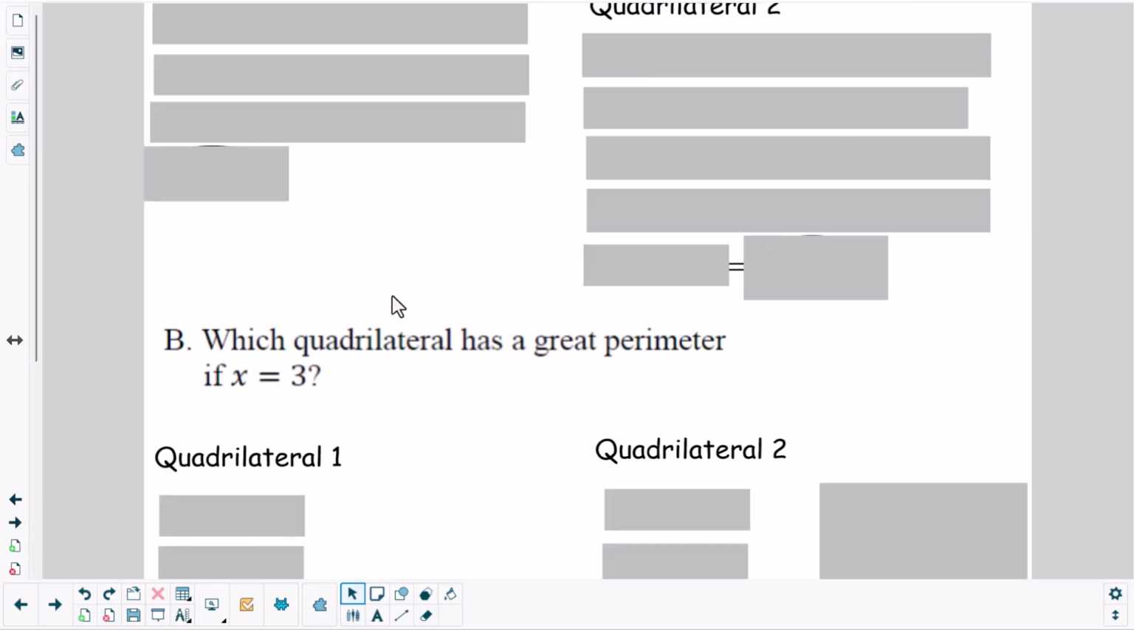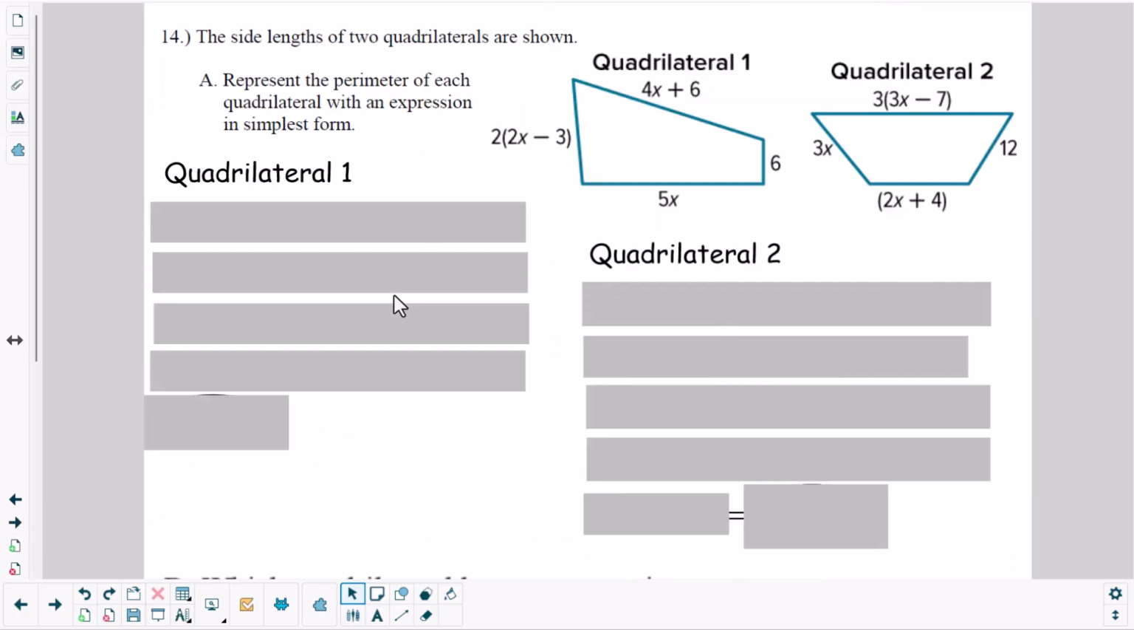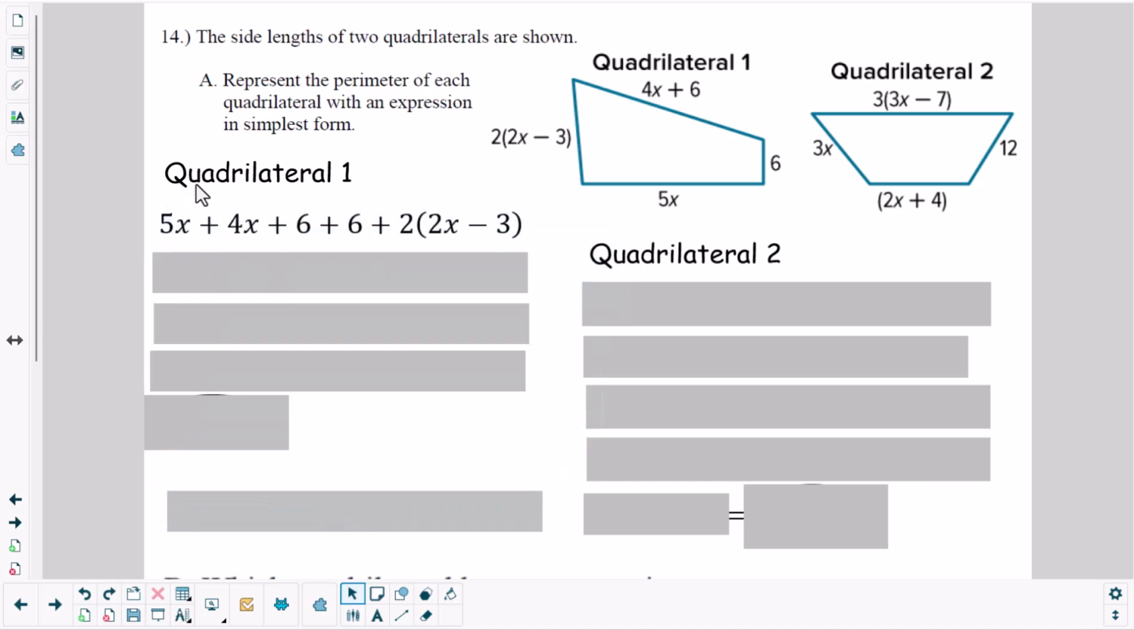Let's take a look at another one of these. In fact, these are quadrilaterals here, so we need to represent the perimeter of each quadrilateral with an expression in simplest form. So for quadrilateral 1, let's add all of these side lengths. We have 5x for the bottom, plus 4x plus 6 for the top, plus 6 for this right-hand side, plus 2 parentheses 2x minus 3 for this left-hand side.